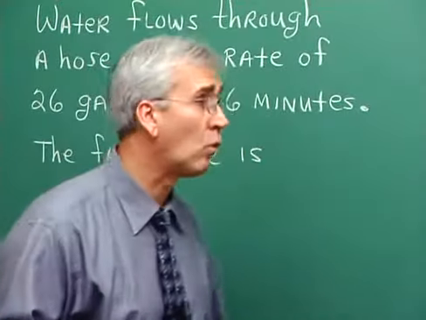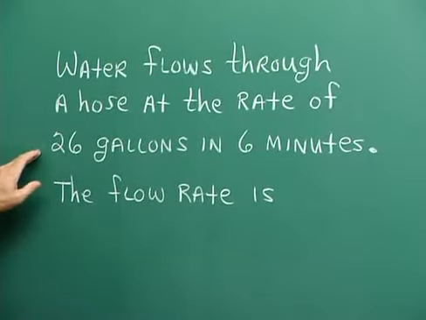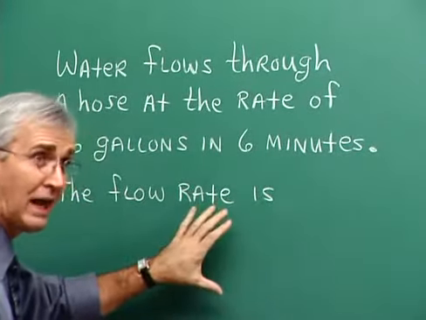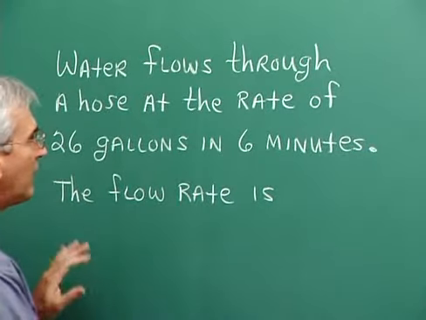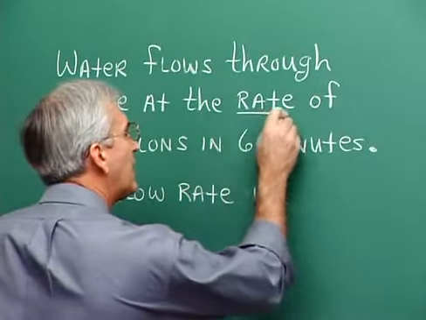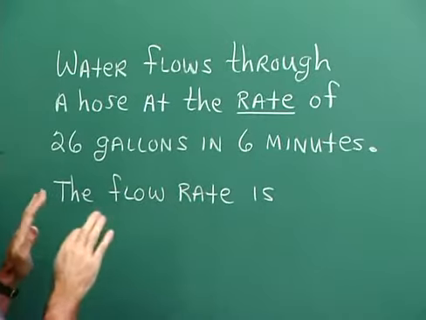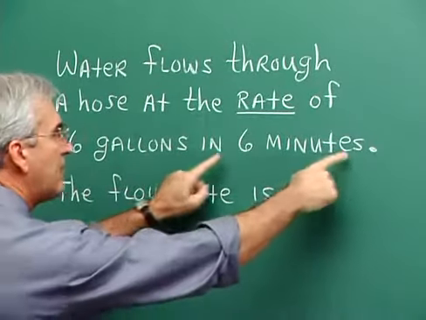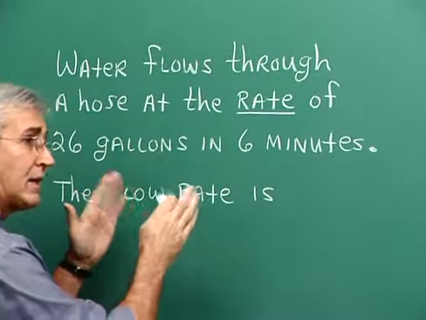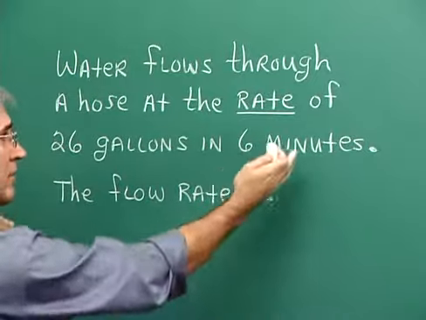Suppose we know that water flows through a hose at the rate of 26 gallons in 6 minutes. The flow rate is what we'd like to write here. Now, flow rate, the rate of flow. A rate is what we're discussing here, and a rate involves a comparison of two items which have different units of measure. When we talked about ratio, we generally talked about the idea that we were talking about the same unit. Well, here we're talking about different units, gallons and minutes.